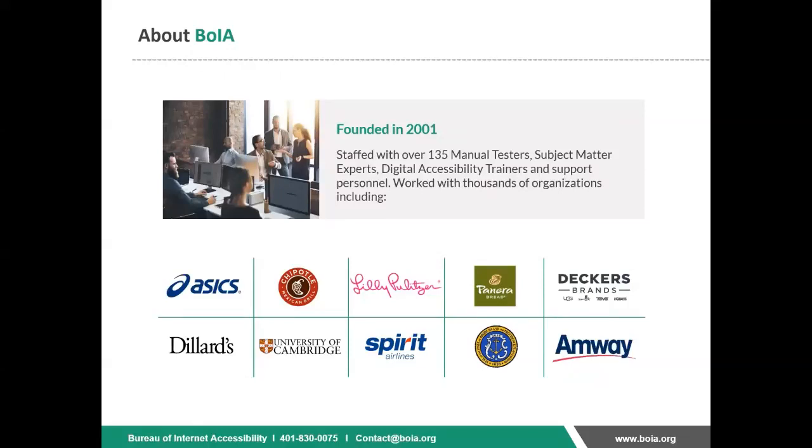During our years of experience, we have worked with thousands of organizations to help them with their digital accessibility, and we have experience across all industries, and we bring that depth of knowledge to the table in all of our auditing processes.